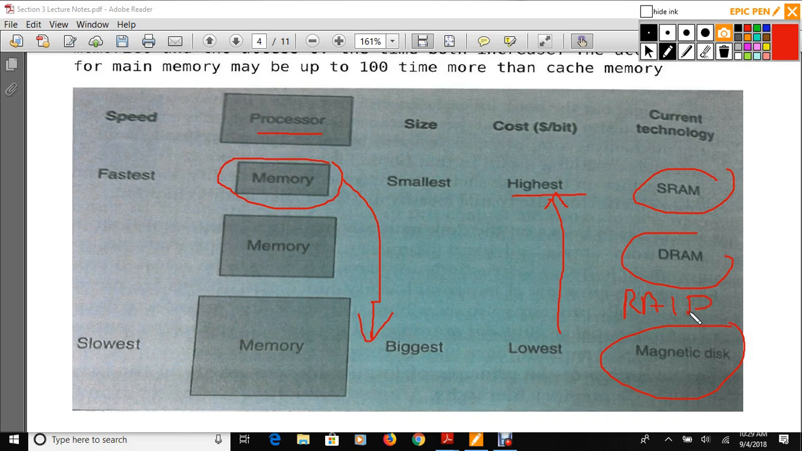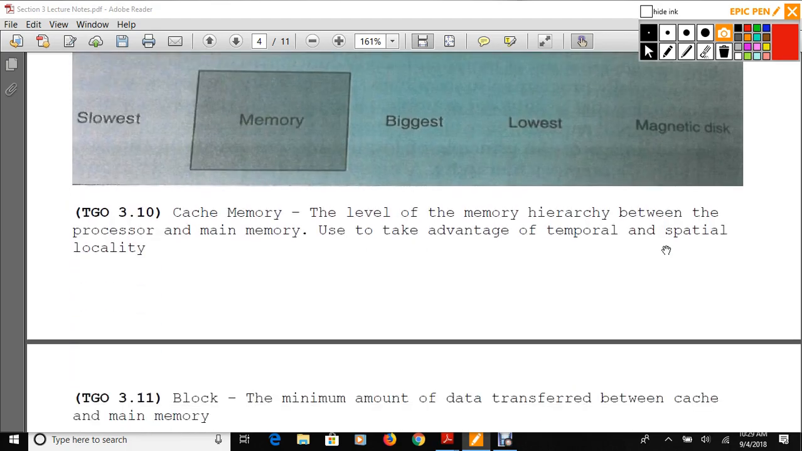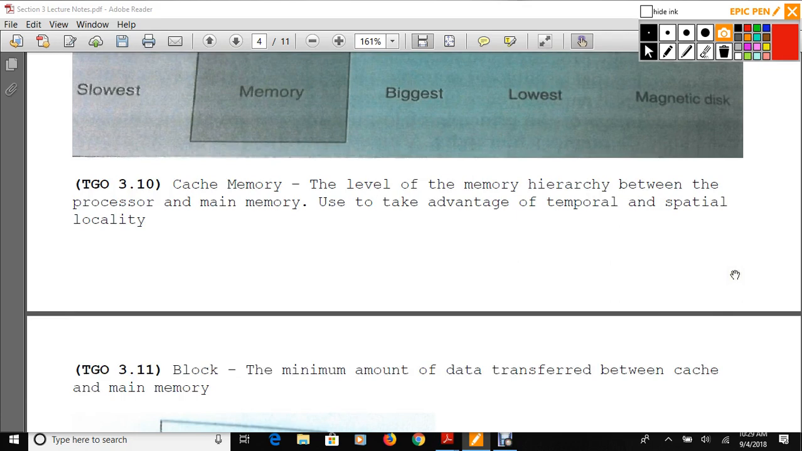So you get the idea? We want to take advantage of these temporal and spatial locality to try to figure out how I can get really high performance while not driving up the cost of the computer. Okay. So does anybody have any questions about temporal locality? All right. And so what is cache memory? Cache memory is formally defined as the level of memory hierarchy between the processor and the main memory, and it's used to take advantage of temporal and spatial locality.